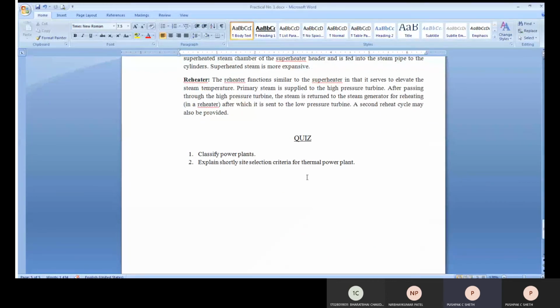Now these two quiz questions you are supposed to write in your file pages, right? The two quiz problems are: classify power plants, which you can get from any book of power plant engineering, and explain shortly the site selection criteria for a thermal power plant. Again, these two answers are available in any thermal power plant book, so you can perform that.